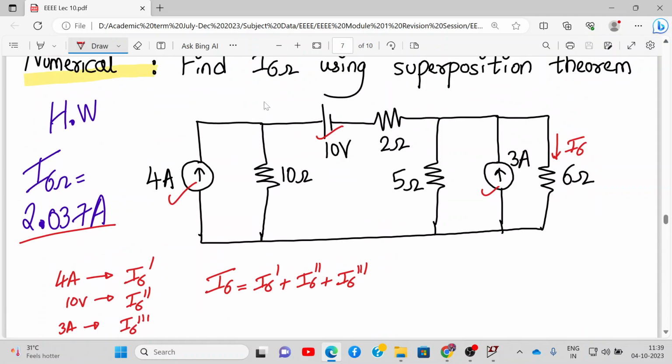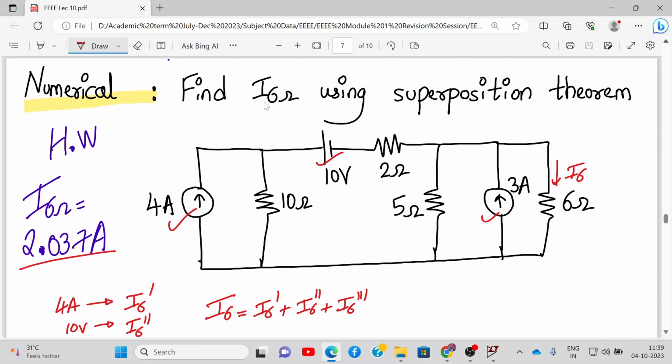So now we completed all the theorems. We have discussed Thevenin's theorem and Norton's theorem. Last time we discussed maximum power transfer, and today we have discussed the superposition theorem. So this completes your module number 1. Next time we'll start with AC circuits, that is module number 2. So until then, have a good day and thank you.